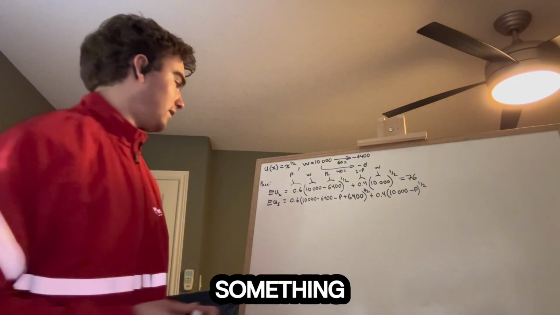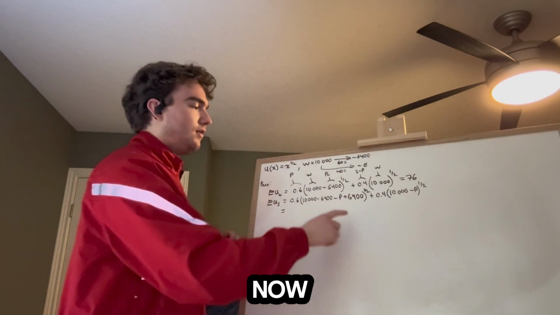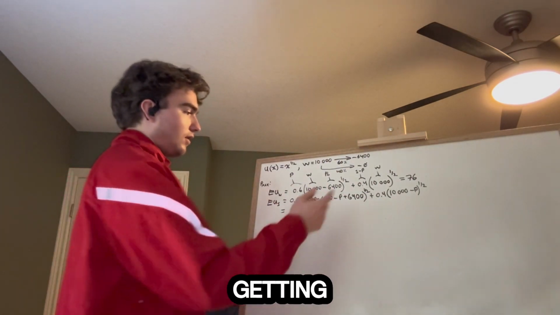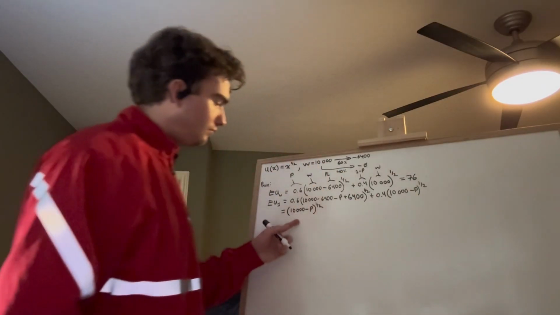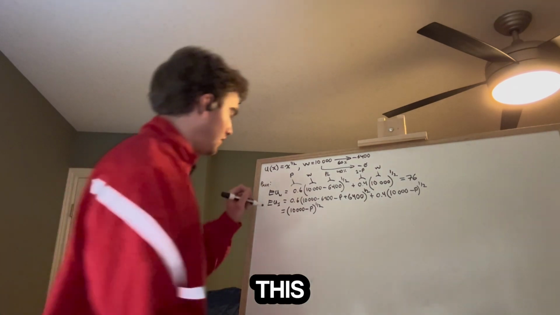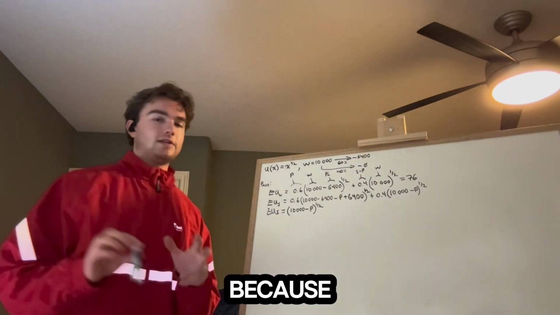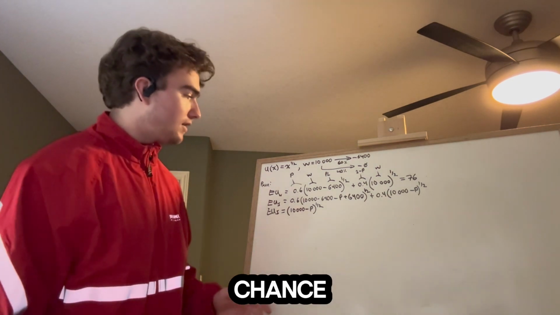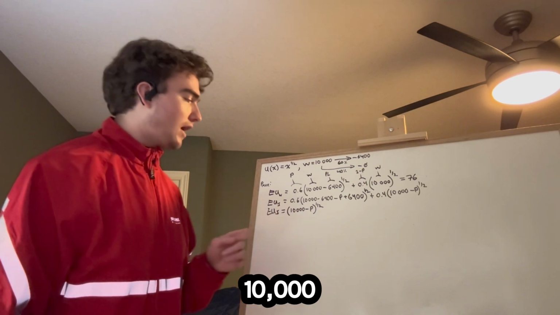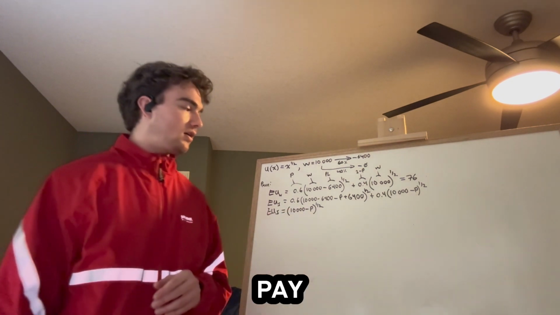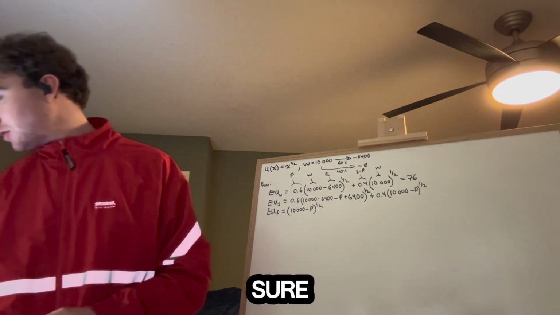And you're gonna notice something. You can actually rewrite this, because this is the exact same as this now, because it's full insurance. You're getting all your money back. So it actually looks exactly the same. This is your expected utility of insurance, because there is a 100% chance that you are going to keep your 10,000 and you're going to pay the premium in either case. I'm trying to make sure that's right here.